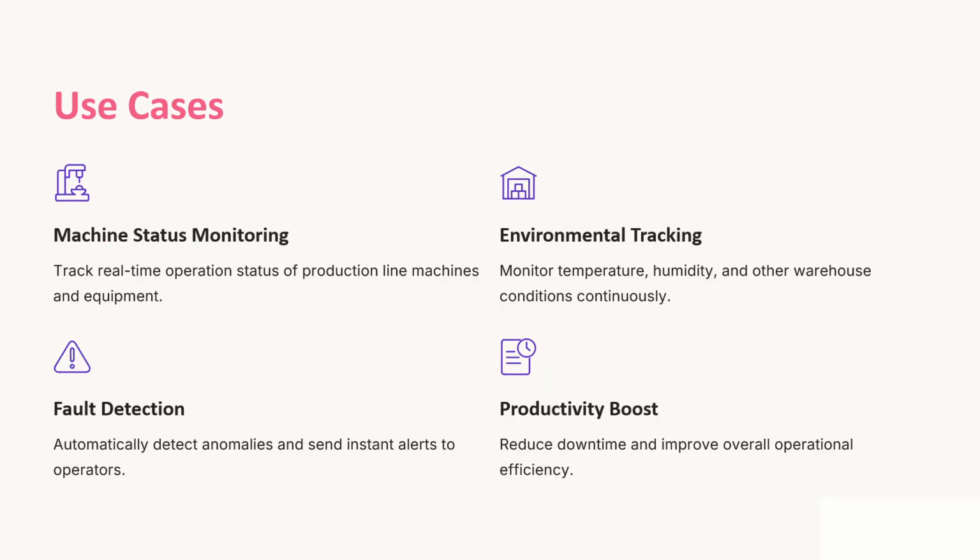So use cases. This system can be applied in multiple real world scenarios. First, in machine monitoring. The system continuously tracks whether machines are running or not, along with parameters like temperatures and vibration. Next, environmental monitoring. In the warehouse, temperature and humidity are monitored to ensure proper storage conditions. Third is fault detection. If any parameter exceeds a predefined threshold, the system generates alerts immediately. For example, if temperature becomes too high, a warning is shown on the dashboard.